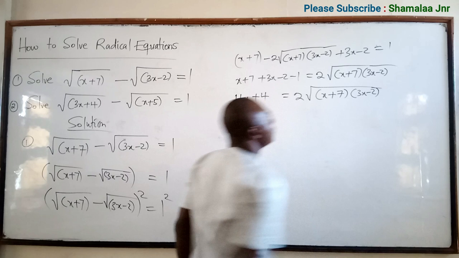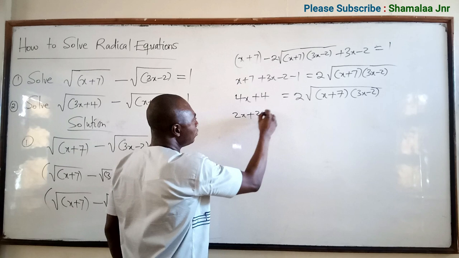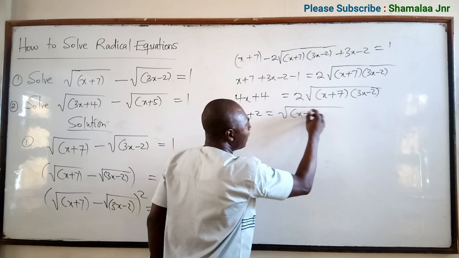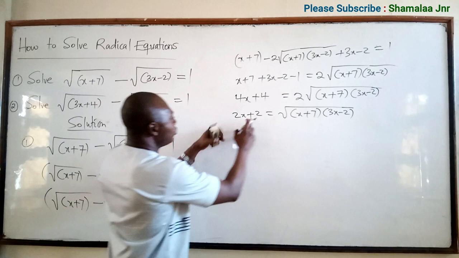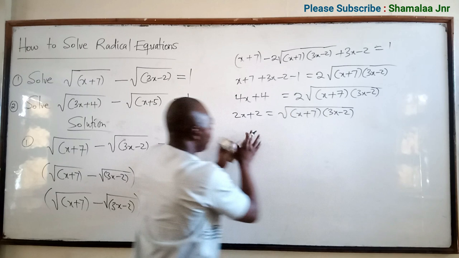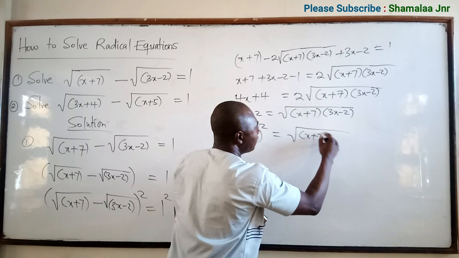Now, this one, you can decide to divide 2 by 2. Divide 2 by 2, this one will be 2x plus 2 is equal, and this 2 will go. Square root of x plus 7, 3x minus 2. Are you seeing it? This way. Now, at this point, we can decide to introduce brackets here and make these two one entity so that you can square. Isn't it? So you can say 2x plus 2 all squared, and this is equal to square root of x plus 7, 3x minus 2 all squared.